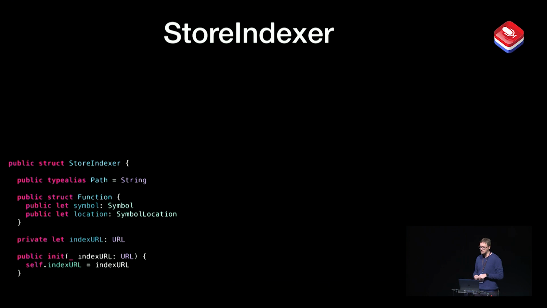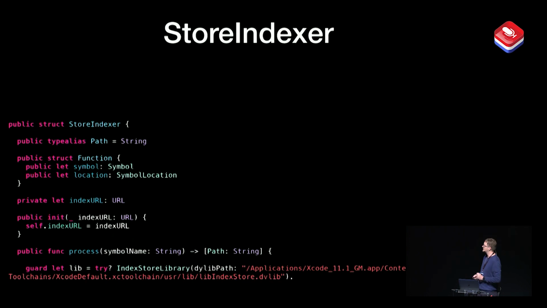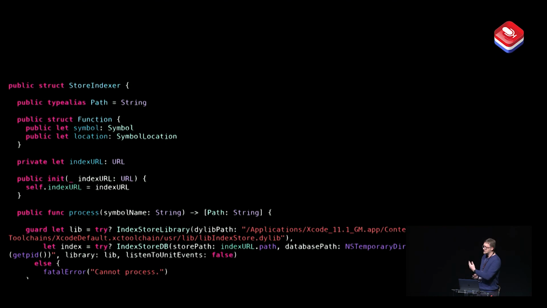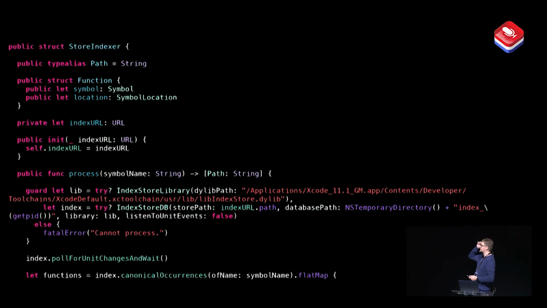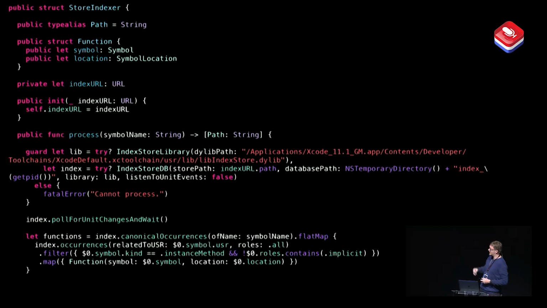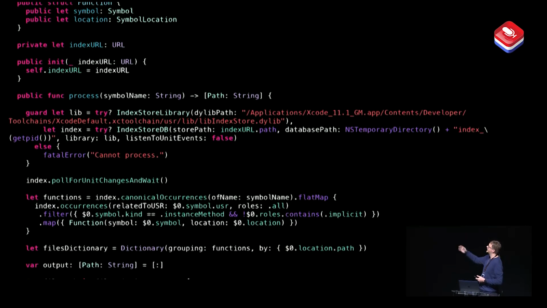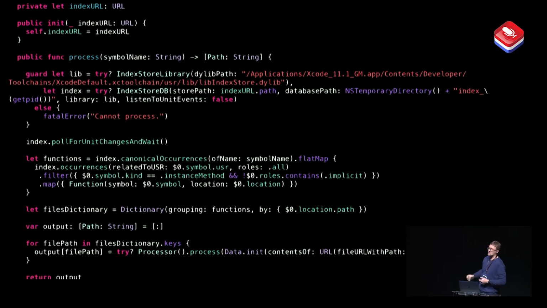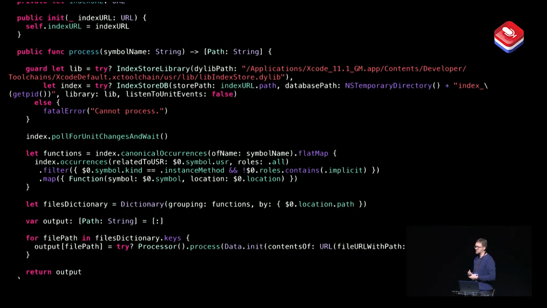Now, if I have an index in place, I can use IndexStoreDB to query that index. The first two lines are the library, the index store library. You have to point to the library from your Swift toolchain. It's a bit tedious, but that's how the initializer looks. Then there's a path to the store, and index.pollForUnitChangesAndWait is basically to read and initialize the database.